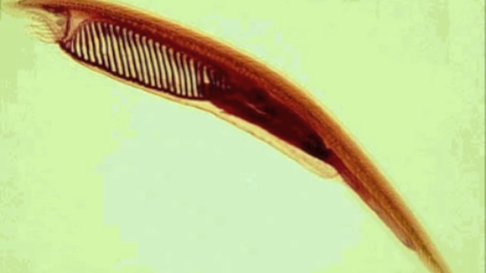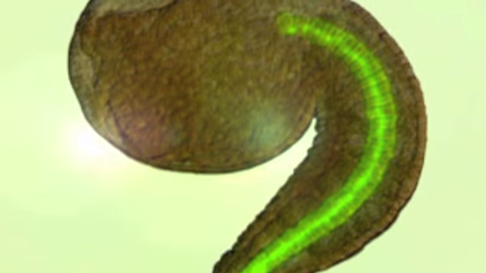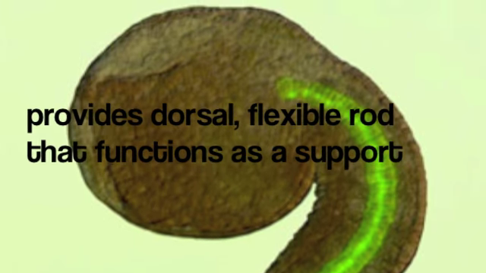Chordates' unifying characteristics are temporary and appear only during embryonic development. The first one is the notochord. This provides a dorsal, flexible rod that functions as a support. Mostly, the notochord is replaced by bone during development.